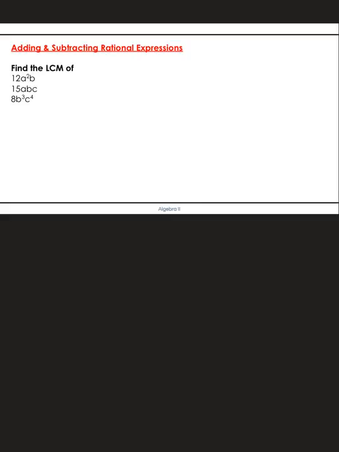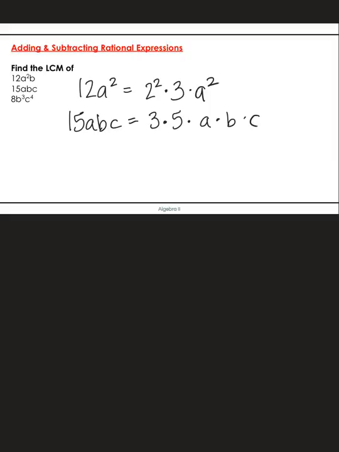Find the least common multiple of 12a squared b, 15abc, and 8b cubed c to the fourth. Of course, the first thing I'm going to do is factor each of these out. I'm going to factor out 12a squared b. I know that 12 is 2 squared, which is 4, times 3, times a squared, times b. I know that 15abc is going to be equal to 3 times 5, which gives me 15, times a times b times c.